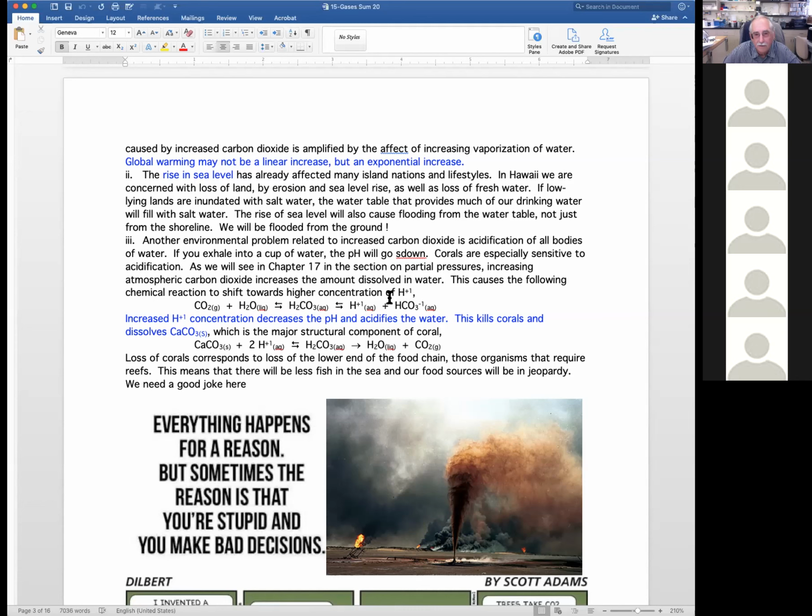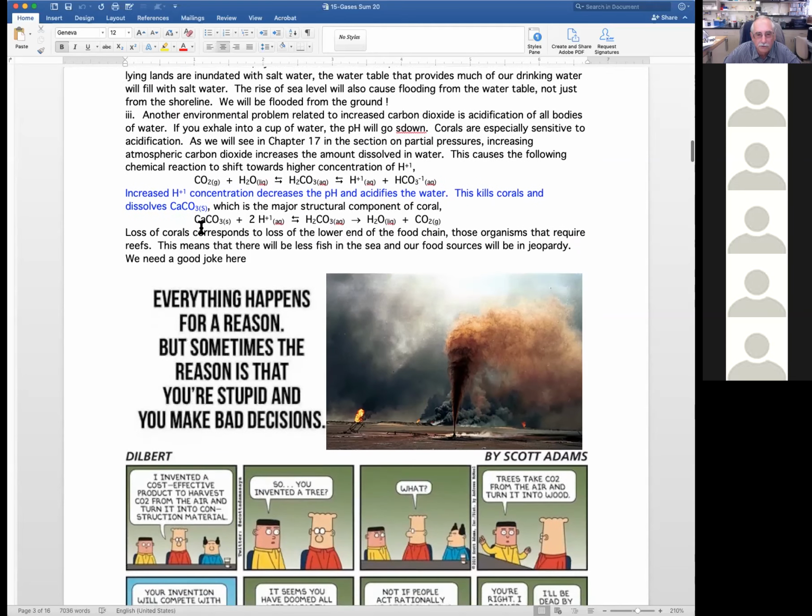And then this acidified environment kills corals. It dissolves calcium carbonate, which is a major structural component of coral. What does it do? It turns it back into what? Oh my God, CO2. It's a problem.